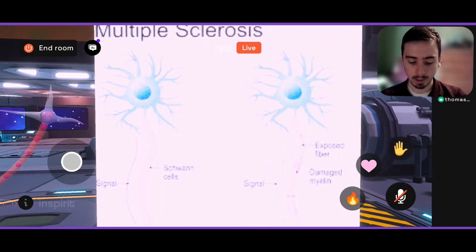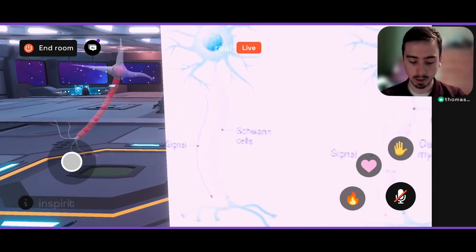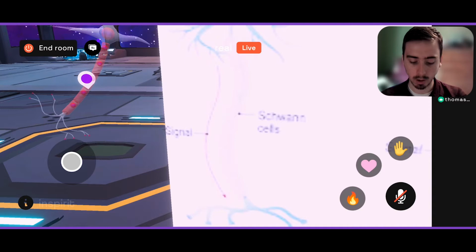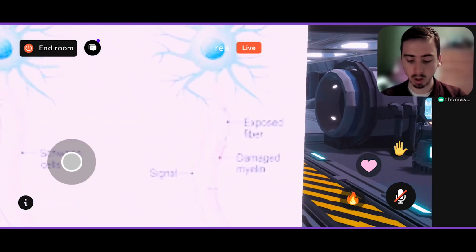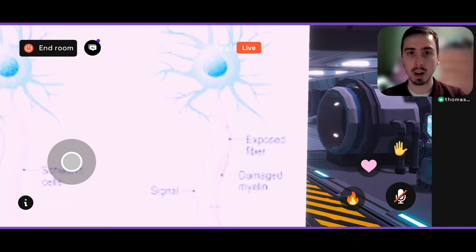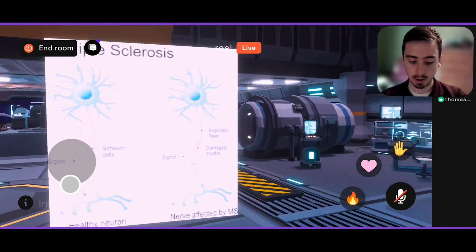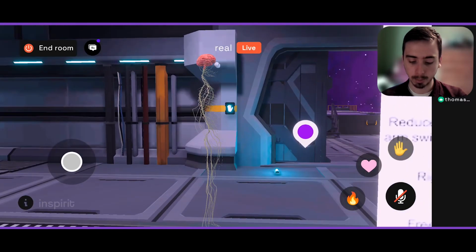And to look at this diagram over here, on the left we have a normal neuron and our myelin sheaths are all intact and normal. But on the right, we have damaged myelin sheaths, and these exposed, damaged parts of the sheaths cause the nerve propagation to be slower and even cause physical symptoms and pain. So that is multiple sclerosis.